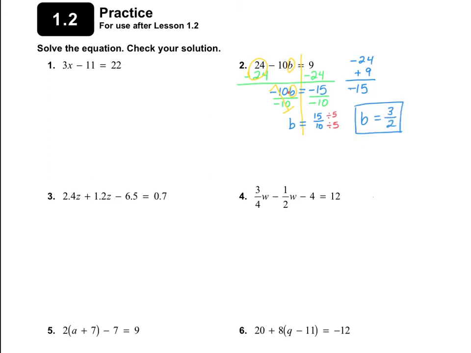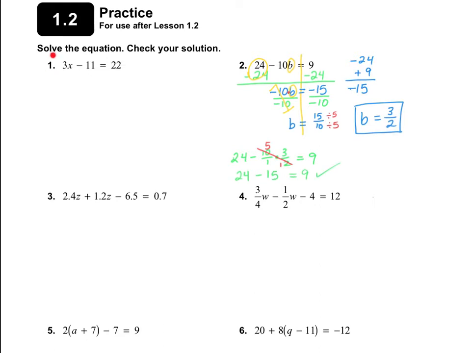So now let's take that 3 over 2 and plug it back into the original problem. 24 minus, I'm going to put this as 10 over 1 because we have a fraction answer, times 3 over 2 should equal 9. So 10 divided by 2 is 1 and then a 5 on top. So that turns into 24 minus 5 times 3 is 15, should equal 9, and it does. So we know we did it right.